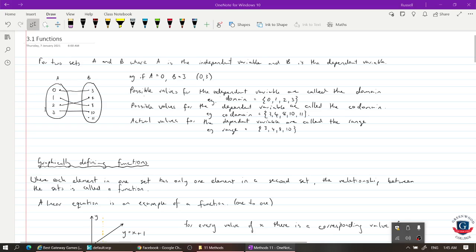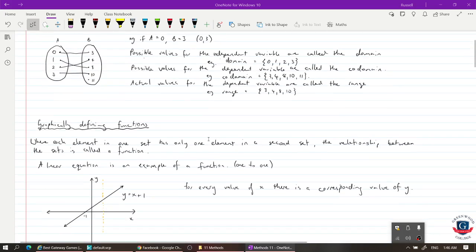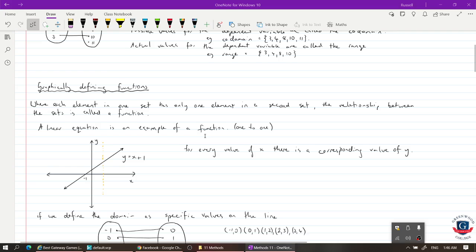So the domain of a is 0, 1, 2, and 3. The codomain of a is 3, 4, 8, 10, and 11. The range of b is 3, 4, 8, and 10. It's the actual values that b takes on. Now, once we've gone through those definitions of domain, codomain, and range, we can look at some other notation.